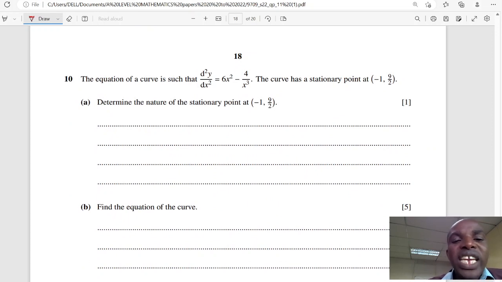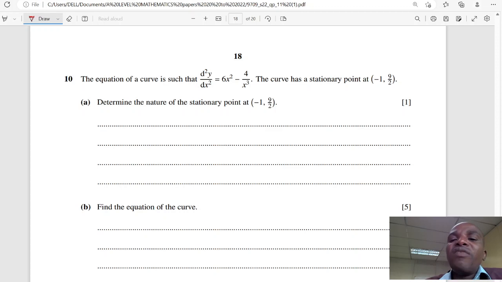Then next, question number 10. The equation of a curve is such that d squared y over dx squared is equal to 6x squared minus 4 over x cubed. The curve has a stationary point at (minus 1, 9 over 2). Determine the nature of the stationary point at (minus 1, 9 over 2). Nature is either a minimum or maximum point.